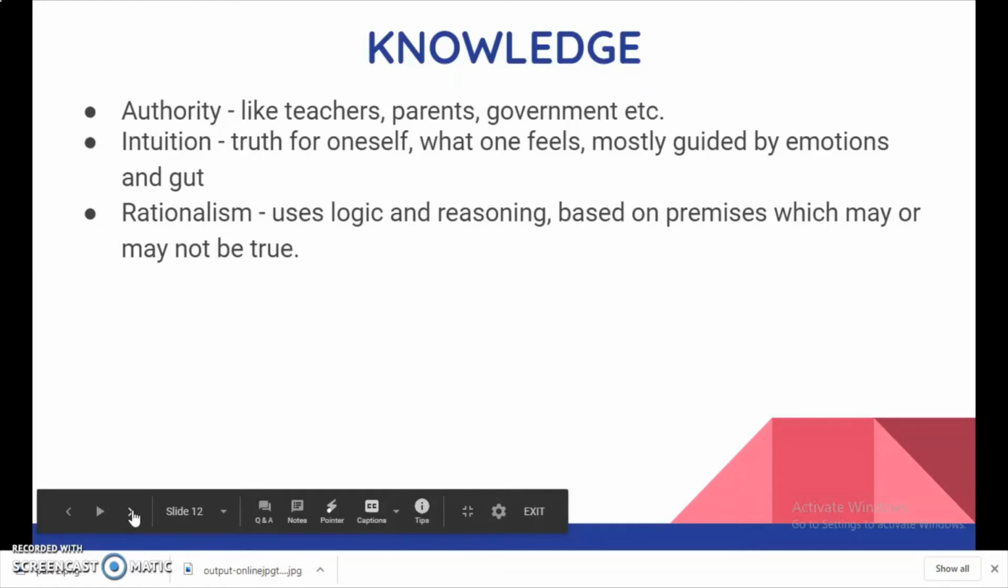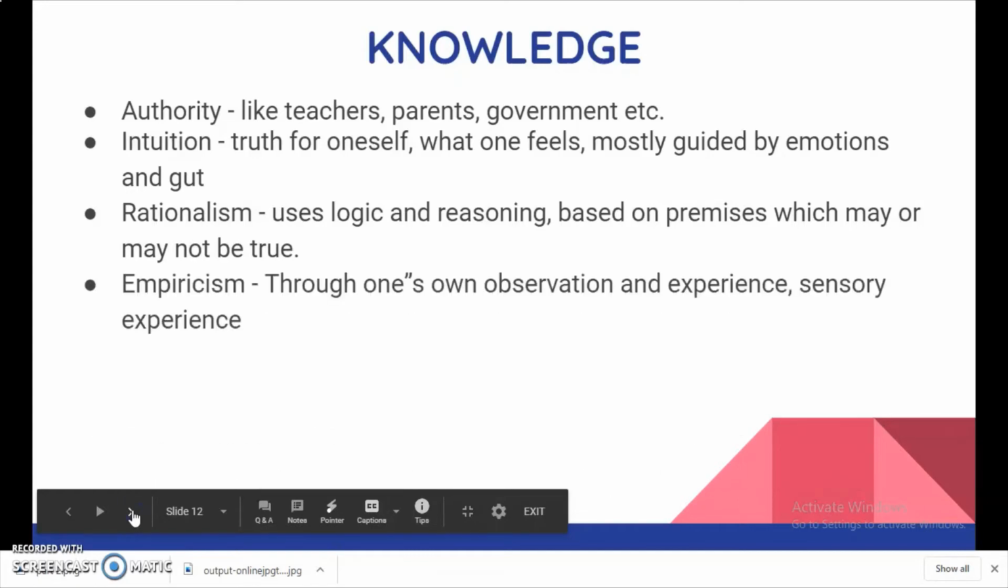We used the logic that all the swans are white, so the swan that is sitting in front of my house is also white. We used logic and reasoning, but that was based on some premise. But actually there are black swans too in some countries. So through rationalism also we acquire knowledge. Then we see the other method of acquiring knowledge, that is empiricism.